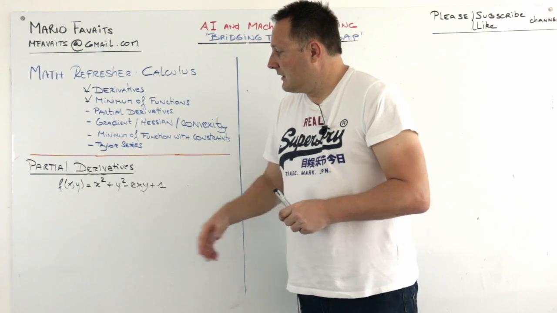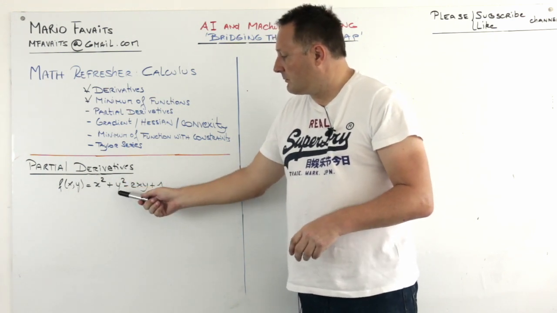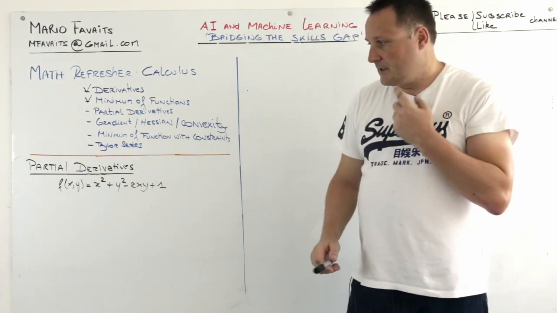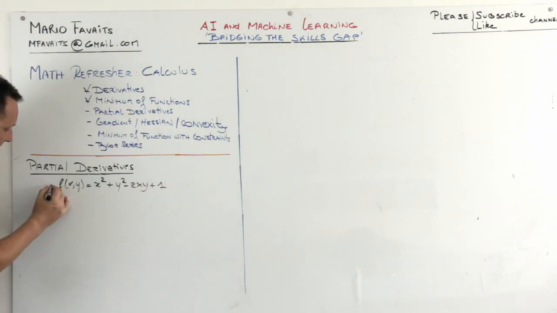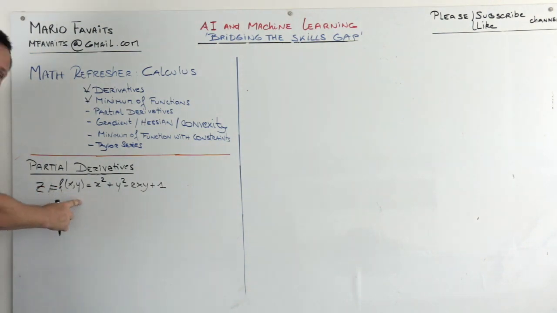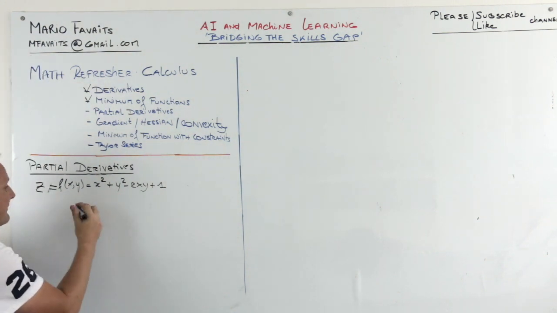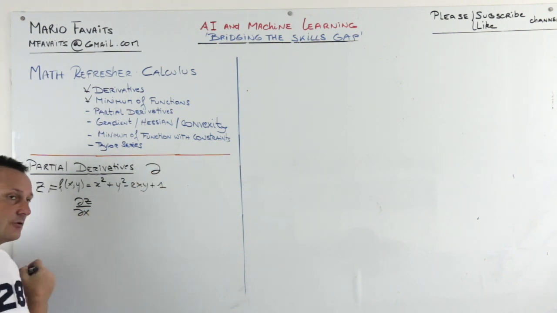So how do we do partial derivatives? I put an example down here. z equals x squared plus y squared minus 2xy plus 1. You see this function, we could call this function z, is a function of x and y. So we can derive this with respect to x. We can say dz/dx, and a partial derivative we denote by this.